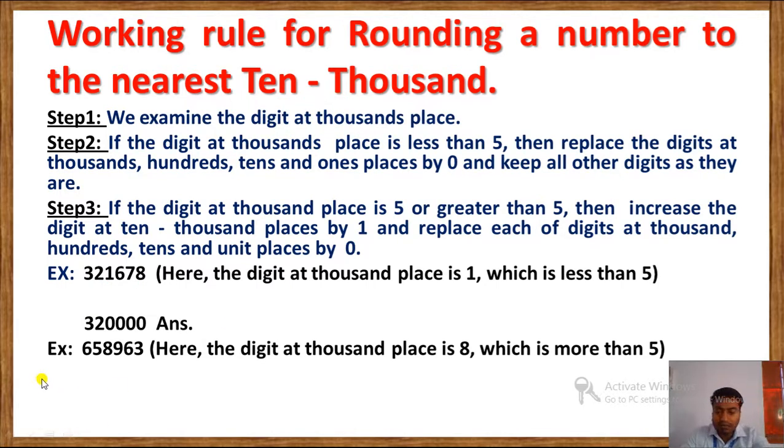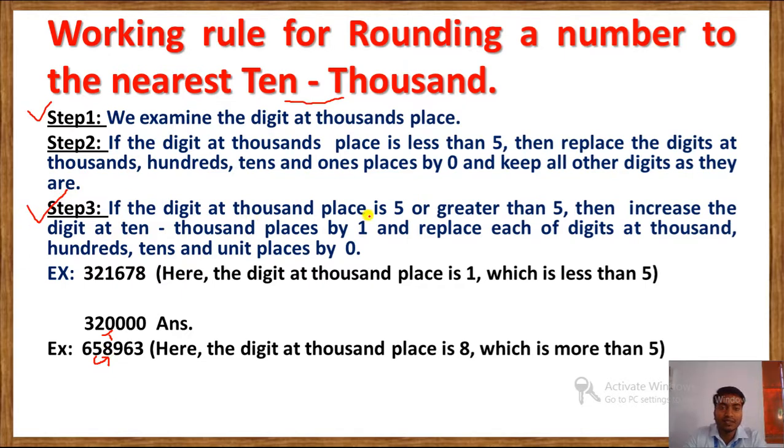Let's see another example. According to step number 1, we have to see the 1000 place for 10,000. So ones, tens, hundreds, thousands, ten thousands. Just the right side of 10,000. So this is 10,000 and on the right side of 10,000 we have 8. Now 8 is more than 5. So we have to follow step number 3.